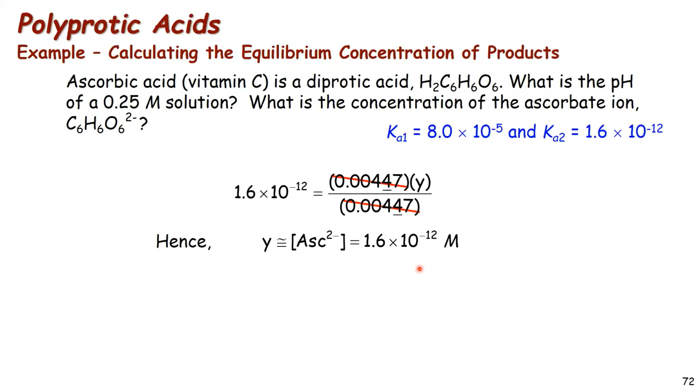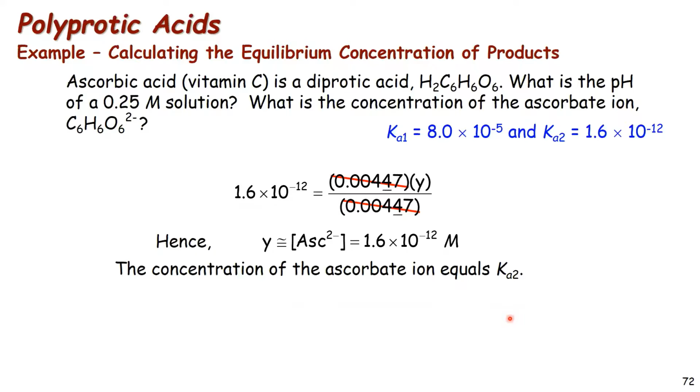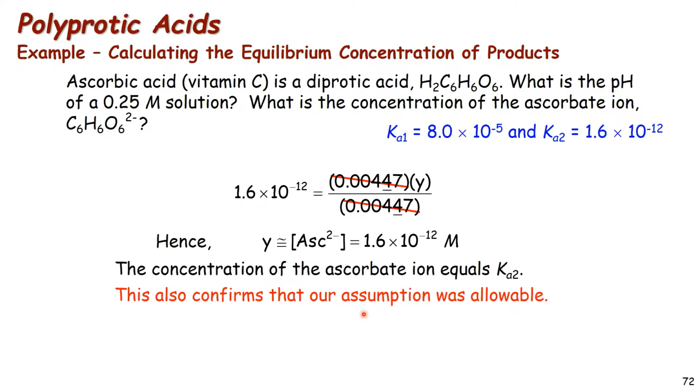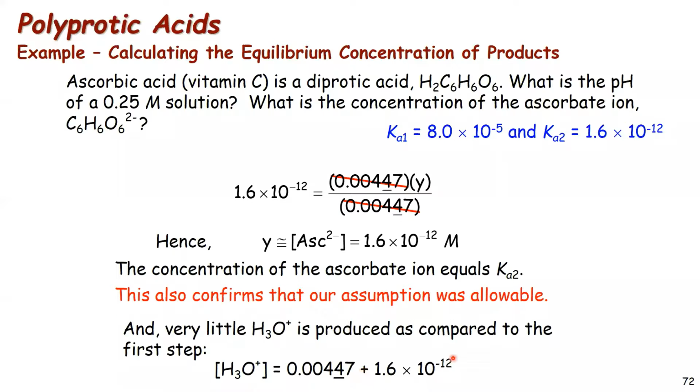Now, we do have to check our assumption. So I'm going to take this value and I'm going to plug it back in. And when I plug this back in, if I get the number back to the correct number of sig figs without it changing, which I do, right? Because this is 10 to the negative 12. It's way out there. So this number is the same. So our assumption is correct.